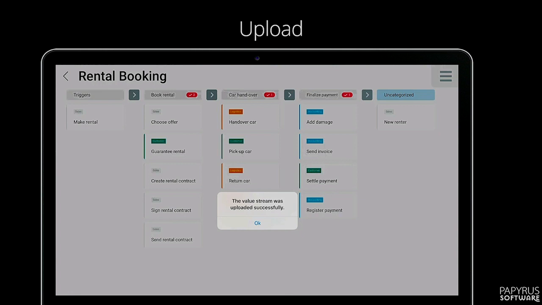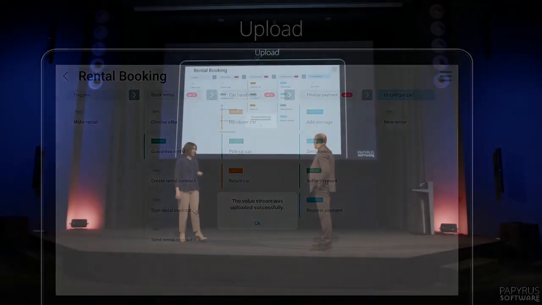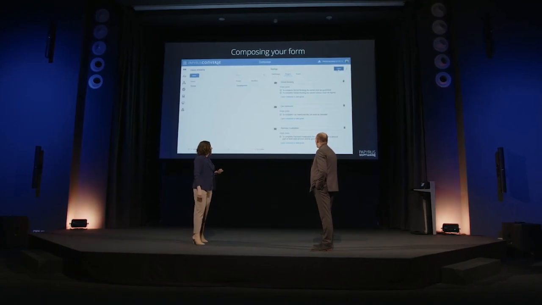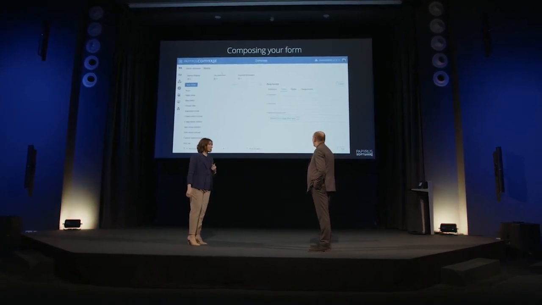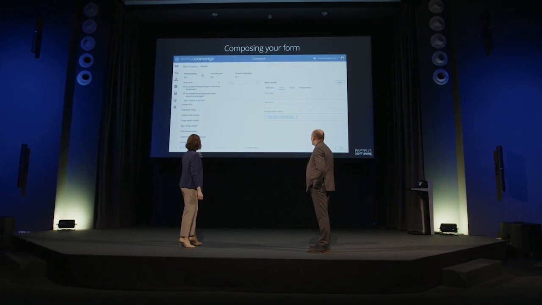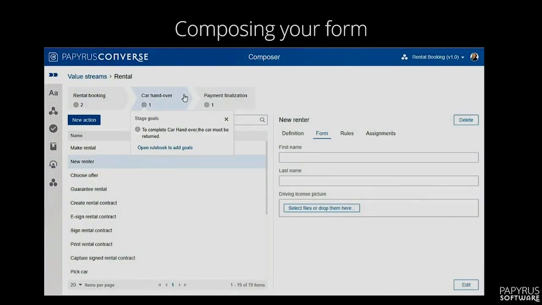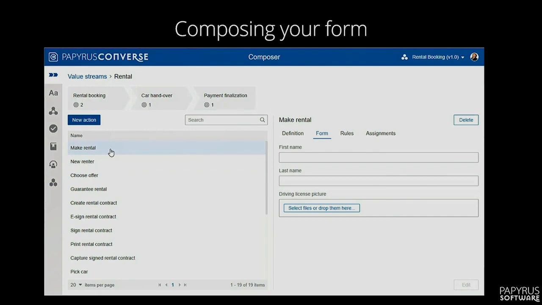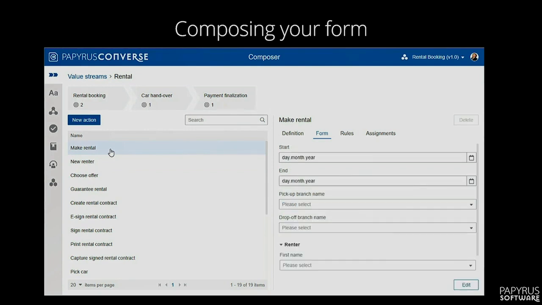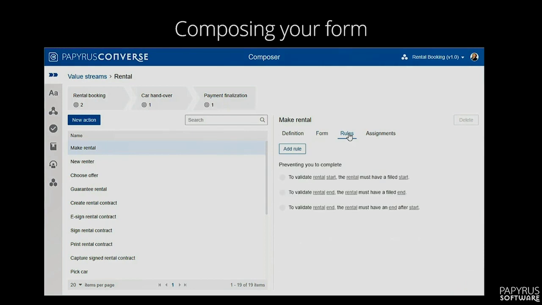Yeah. Once we have uploaded all of this, we have to go, of course, to the next step, and that's done in our composer. When you look here, you can see exactly that value stream that we just designed on our iPad, and everything is already available: the stages, the goals, the actions, and also maybe the forms here. The forms are very rudimentary. We know which data is used, so we can, let's say, make a form.